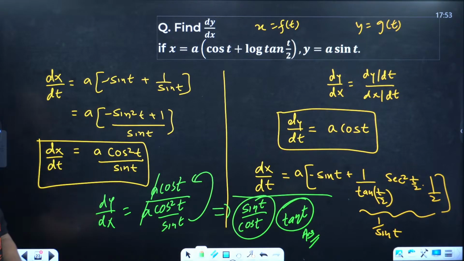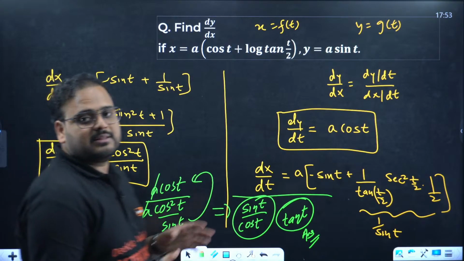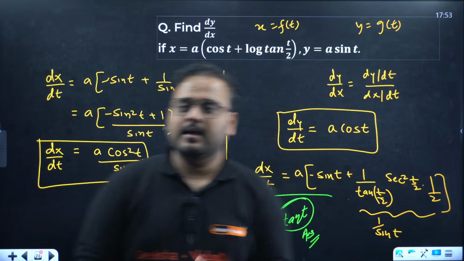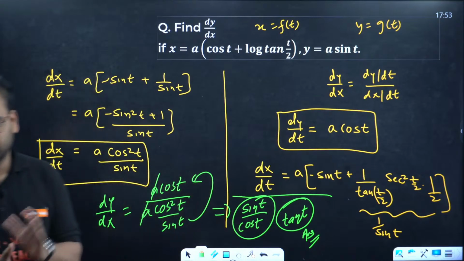Anybody has doubt in this? Anybody has doubt in this parametric form differentiation? Any step is a problem, let me know.